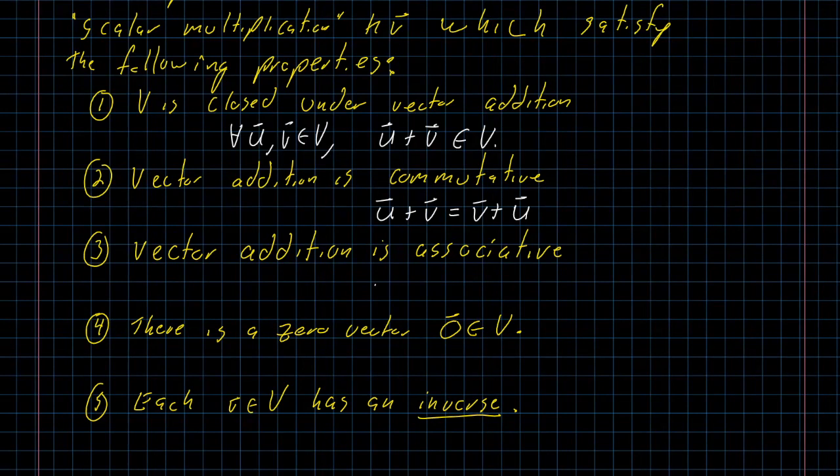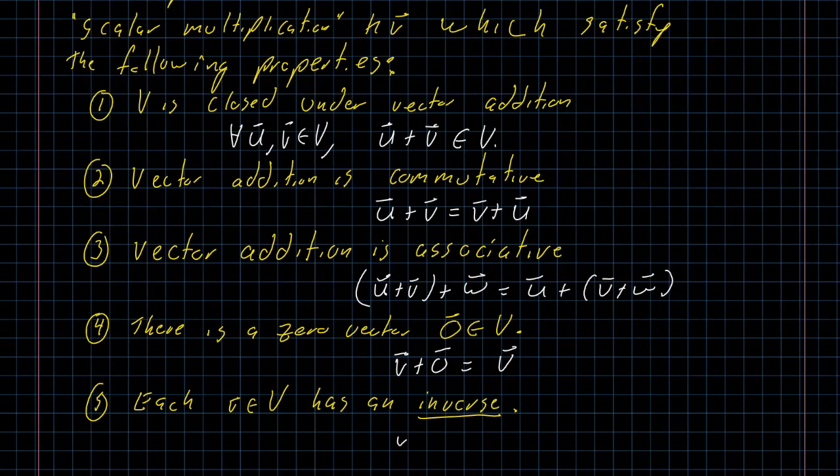Associative, u plus v plus w is equal to u plus v plus w. There's a zero vector, and the zero vector has to have the property that v plus 0 is equal to v, and there has to be an inverse, so that v plus the inverse of v is equal to 0. Then, a few more properties that don't all fit on the screen at once.